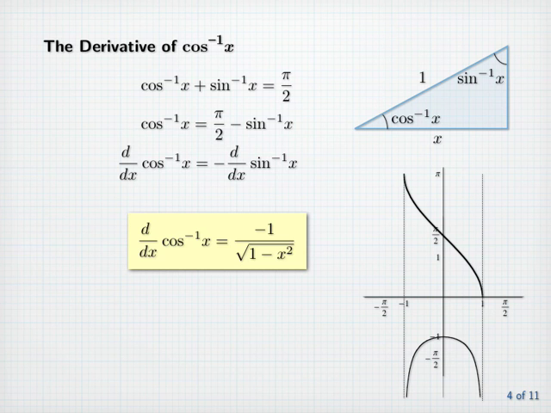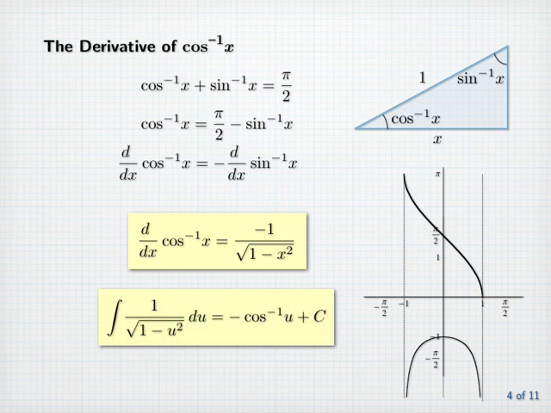Notice how that corresponds to the shape of the graph of inverse cosine. From this differentiation formula, we immediately have an indefinite integration formula. The indefinite integral of 1 over the square root of 1 minus u squared du equals minus inverse cosine of u plus c. But notice that this integrand here is the same as the one that produced inverse sine of u plus c. So this is not an integration formula that gives us anything new.